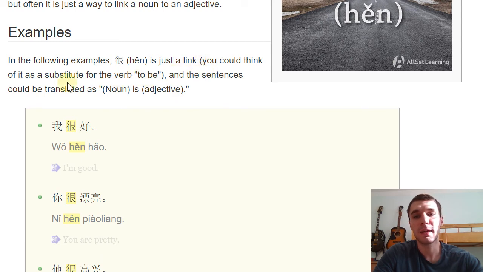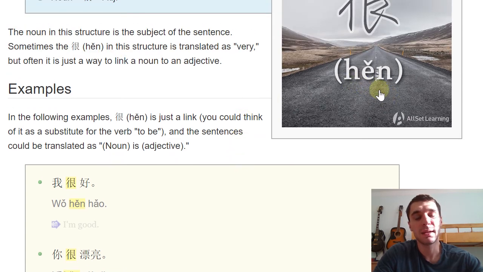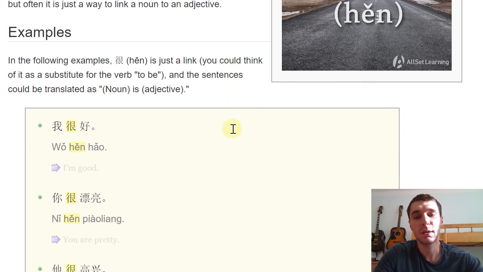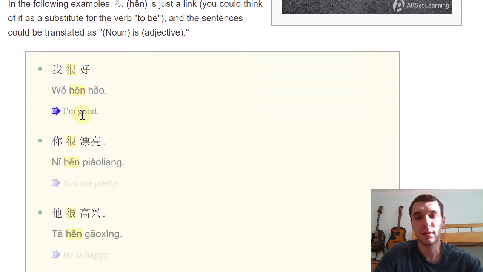You could think of it as a substitute for the verb to be, and the sentences could be translated as noun is adjective. So 很 is like a verb to be. Yes, we use it to connect nouns and adjectives. So I'm very good, I'm good, 我很好. We use the tone of this word. Not 很, but 很, because third tone plus third tone plus third tone, and we change this in the center.